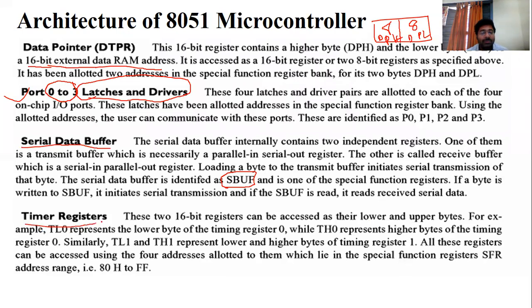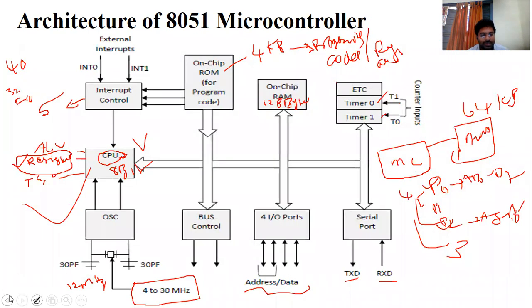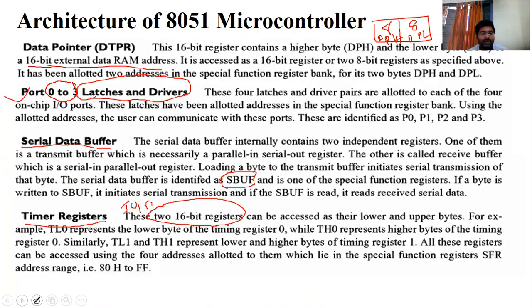Then the timer registers. These are 16-bit timer registers. You have two 16-bit registers available: timer register 0 and timer register 1. In the diagram also you can observe timer register 0 and timer register 1 here, and in the architecture also. Two timer registers are available. These two timer registers each have 16 bits, and again you can divide them into 8 bits lower and 8 bits higher.